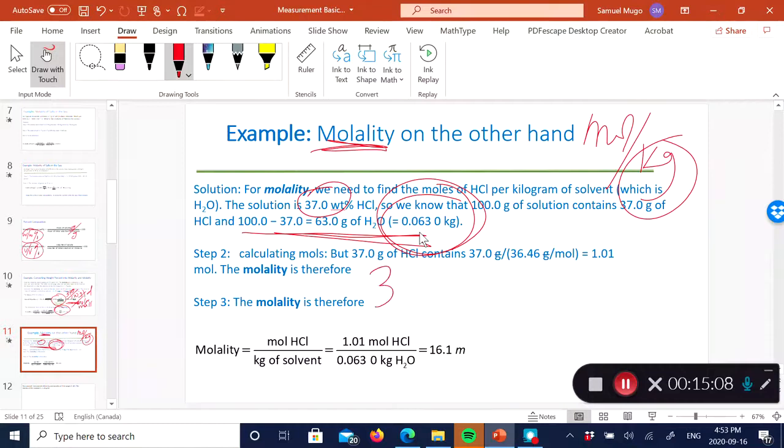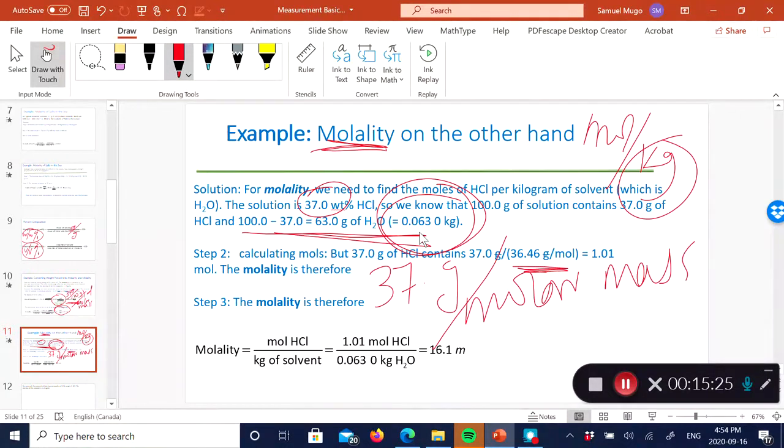We already know that there's 37 grams of HCl in 37% weight percent. Then you need to divide that by the molar mass. And we know the molar mass is 36.46. That way you've got the number of moles. And knowing the number of moles, you can divide it by the kilograms of the solvent to get the answer in molality, the small m. So take note of the difference in the calculation between molality and molarity, the capital M.